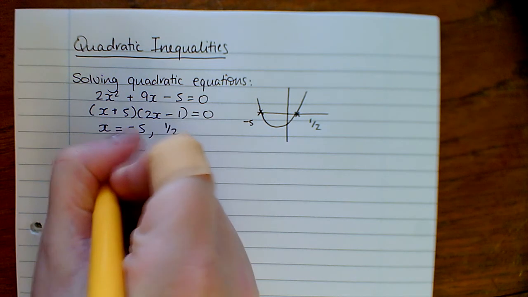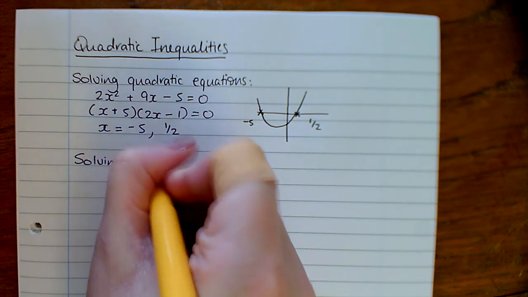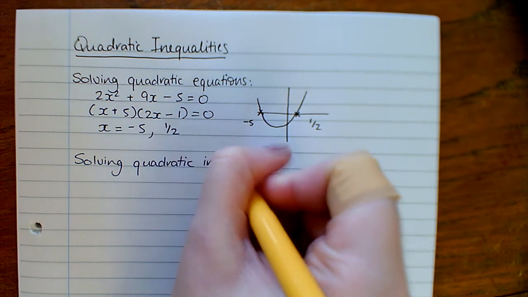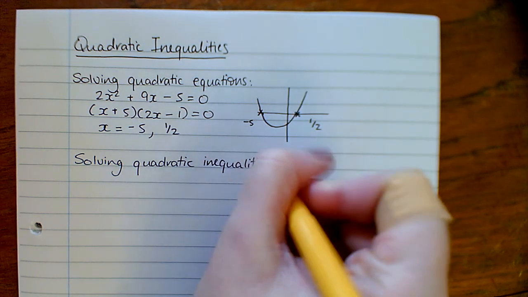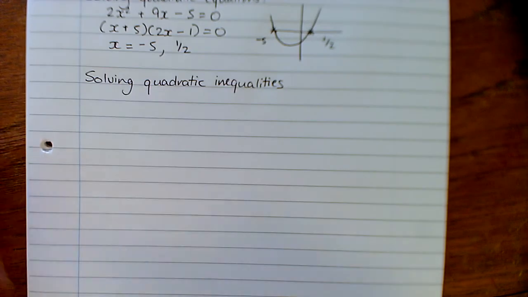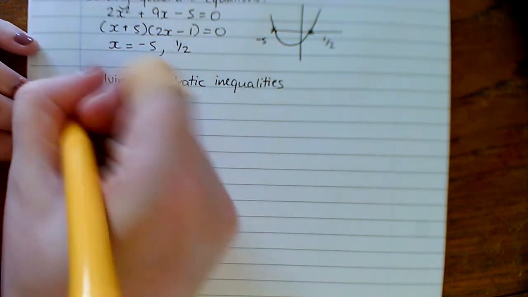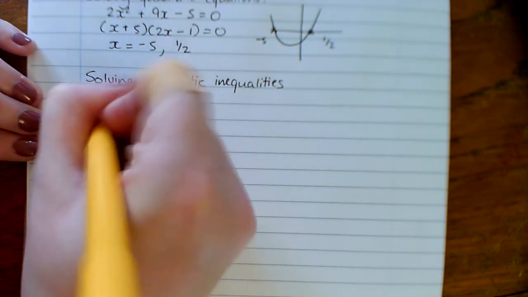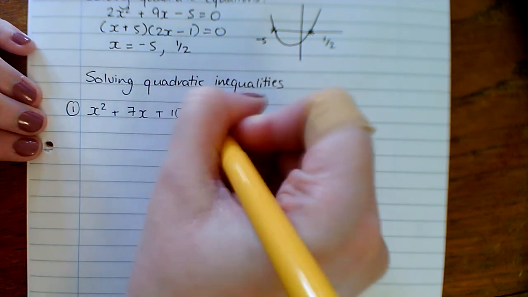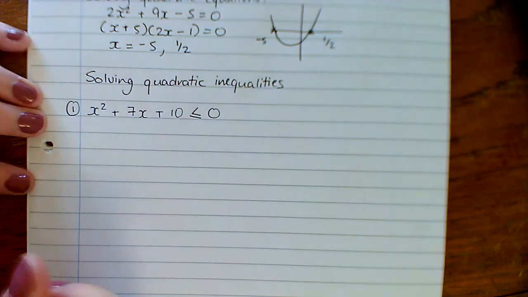Now when we go on to solving quadratic inequalities, we want to find the region where the given quadratic inequality is true. So our first one, x squared plus 7x plus 10 is less than or equal to 0.